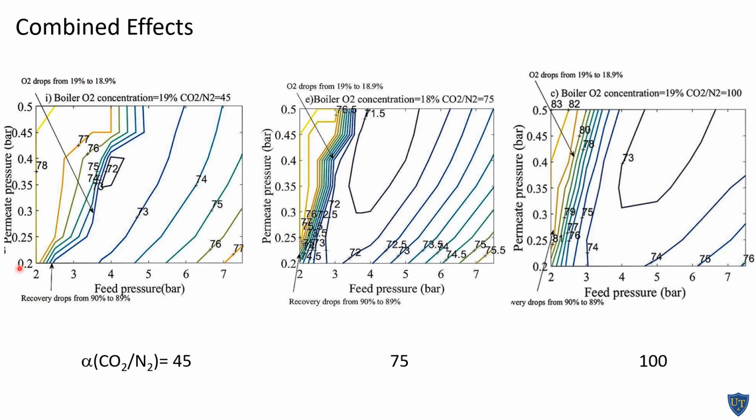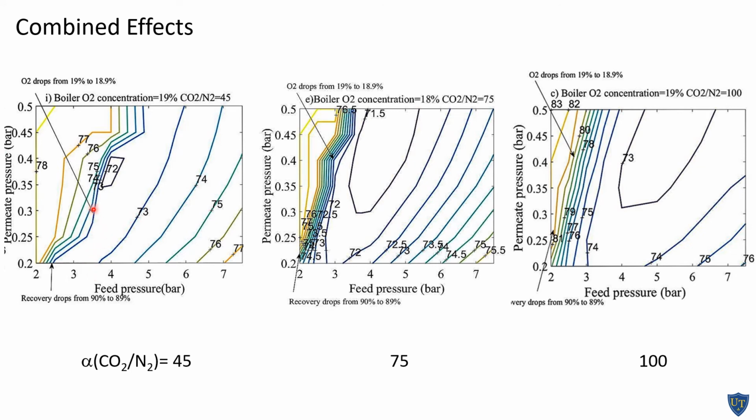What we see here is that as we vary the permeate pressure from 0.2 to 0.5 bar and the feed pressure from 2 to 7 bar, for a membrane selectivity of 45, the lowest levelized cost of electricity is in this region here, and we reach a value of a little bit less than 72. Now, as we varied the permeate and feed pressure over these broad ranges, we found that we weren't always able to satisfy the constraints in terms of keeping the boiler feed air oxygen composition at 19% and the recovery at 90%.